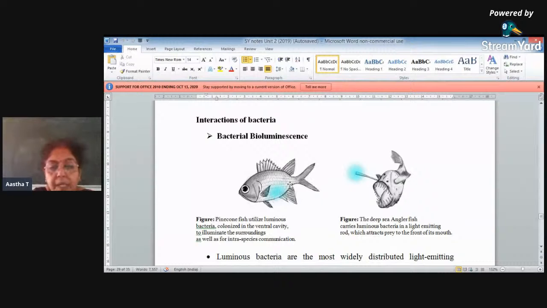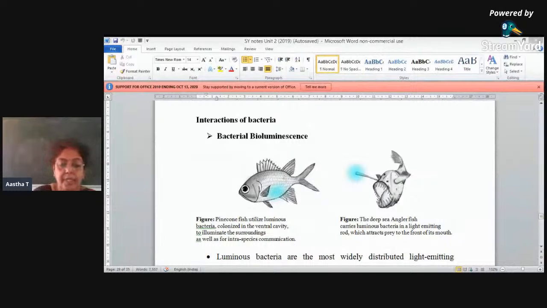This is an angler fish. It carries luminous bacteria in a light emitting rod. So there is a rod like structure in images of this type. And this is the ventral cavity of this pincone fish. In this ventral cavity, it takes inside luminescent bacteria which show that typical blue glow, and that helps to illuminate the surrounding area where the pincone fish is present.